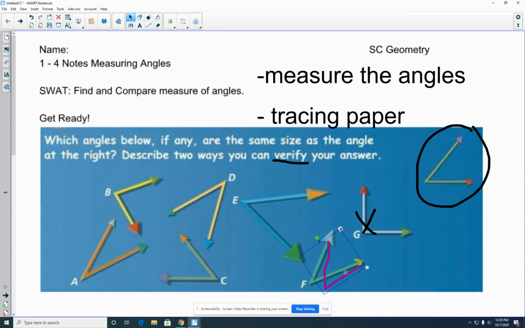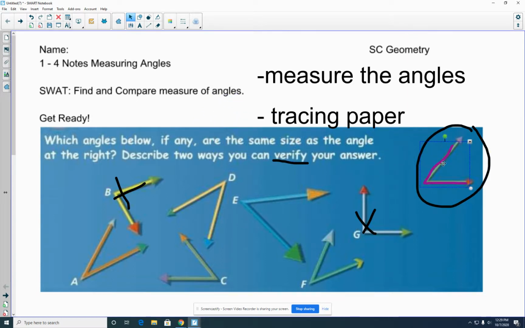Does it line up? And yeah, it lines up here. Could compare it over here. Does this line up? And yeah, it lines up here. And I could keep on doing that until, oh, look, this one does not line up. So B definitely is not the same size, right? So as you can see, there are some ways that we can compare angles without actually knowing the exact angle measure. So it's a little elementary, so to speak, right?